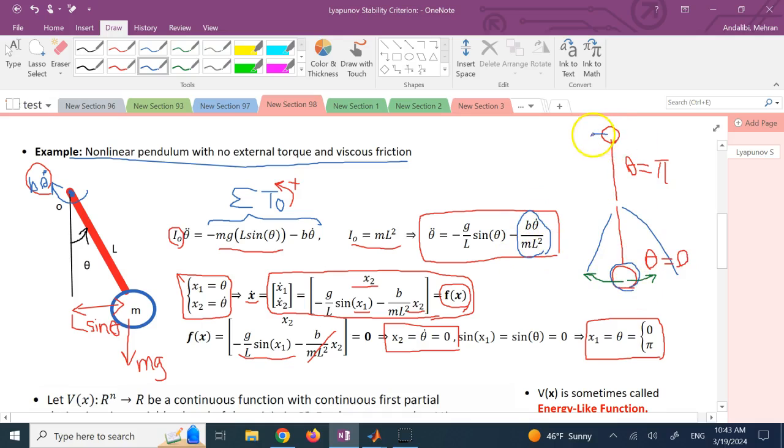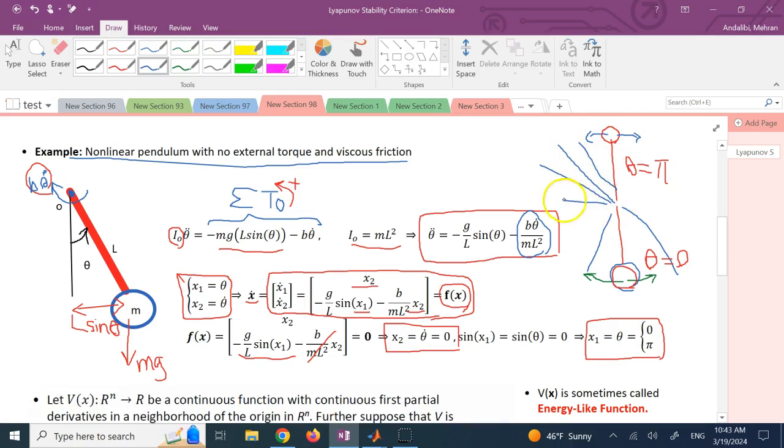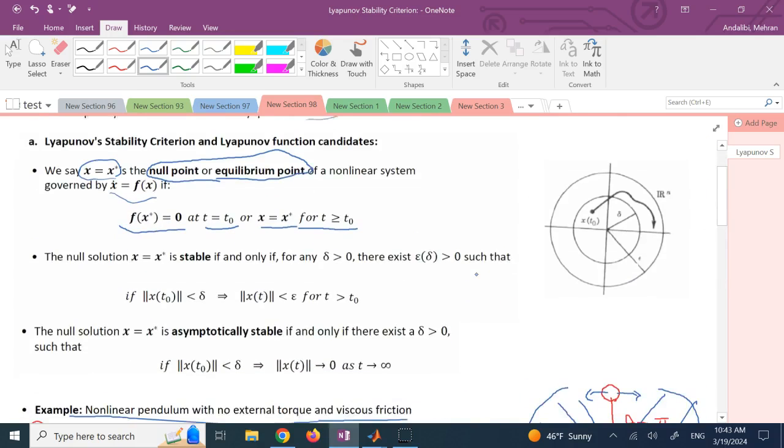But for this one, if you give it a small disturbance from this upright position, not only does it not go back, actually moment by moment this angle gets bigger and bigger, and you get away from the equilibrium point. So it seems like this top one is unstable and the bottom one is stable. Now, how do we show that using this Lyapunov method? Okay, so let's talk about that.